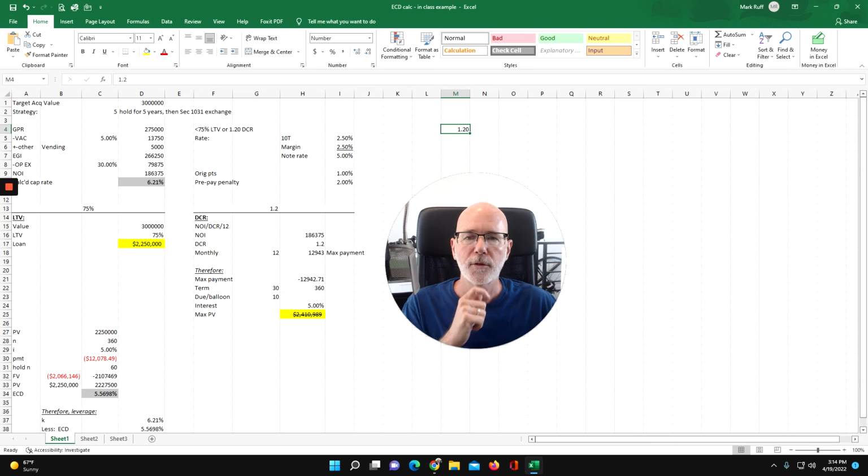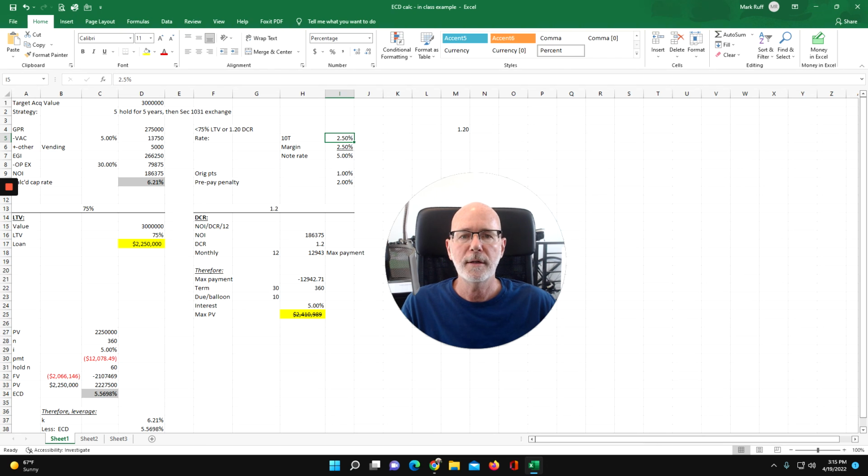Okay? So take a look here at what I've done. We said in the fact pattern that the interest rate is going to be tied to some index. In this instance, this 10T is the 10-year Treasury bill. That's a very common index for commercial loans. And at that time, the bank said the 10-year T-bill was trading at 2.50. It might be different today.